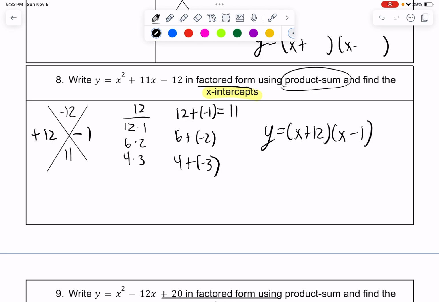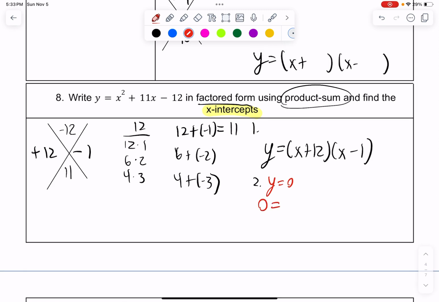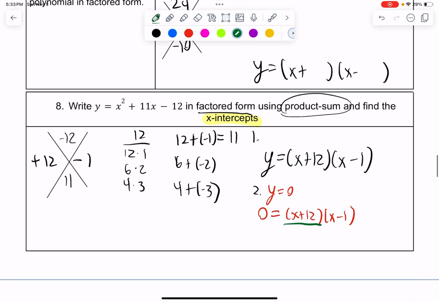We found our first part. Now we need our second part where we set our y equal to 0. So here if I have 0 is equal to x plus 12, x minus 1. Now I need to set each portion equal to 0, so I can have x plus 12 is equal to 0, and x minus 1 is equal to 0.